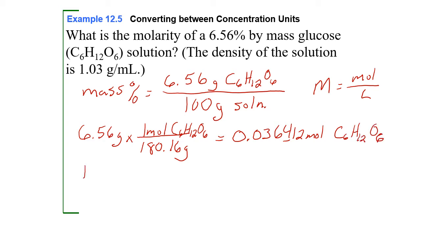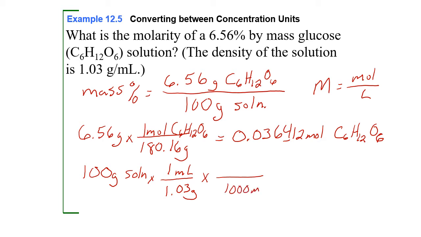Now we're going to convert the denominator, our grams of solution. And we're trying to get to liters, so we need to go from grams into a volume, so our density will allow us to do that. And then from milliliters, we can go to liters. So 1,000 milliliters in 1 liter.